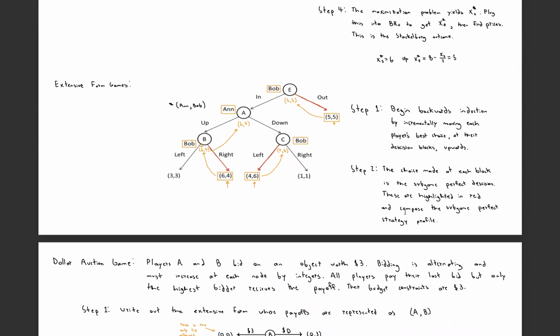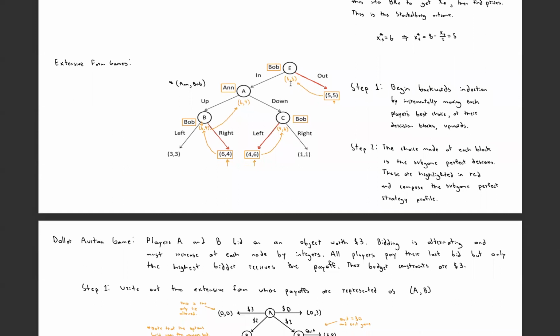In terms of extensive form games, you can see it broken down like this, but we're going to begin with backwards induction and incrementally move each player's best choice at the decision blocks upward. So you can see us moving up here, deciding which is the best choice and assuming that the player would decide rationally, and then moving all the way back to the top. The second step is going to be the choice made at each block, and we're going to denote those as subgame perfection decisions.